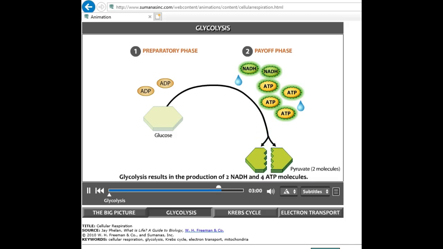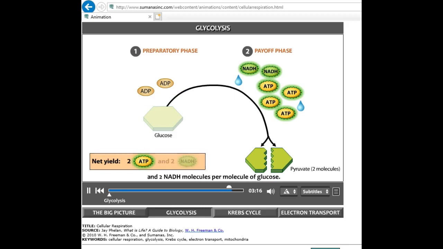Glycolysis results in the production of 2 NADH and 4 ATP molecules. However, 2 ATP molecules were originally invested, represented by the 2 remaining ADP molecules. So glycolysis nets 2 ATP and 2 NADH molecules per molecule of glucose. However, much more energy still remains in the pyruvate molecules. Cells get much more energy bang for their food buck if they now perform the Krebs cycle and the electron transport chain.